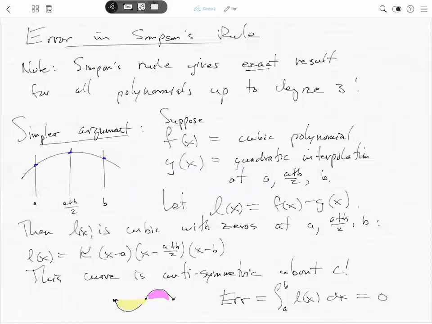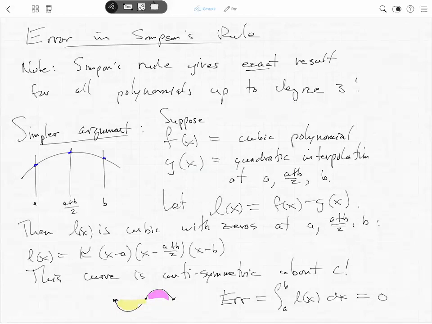In my previous video, I mentioned that Simpson's rule, although it's based on a quadratic interpolation of the function, nevertheless actually gives exact results for functions which are polynomials up to degree 3, right? You might naively think that it would only be exact for polynomials of degree 2, but actually it works also for polynomials of degree 3. The other day I gave you a rather awkward argument for that. Let me give you a better argument, a slicker argument for the same fact.